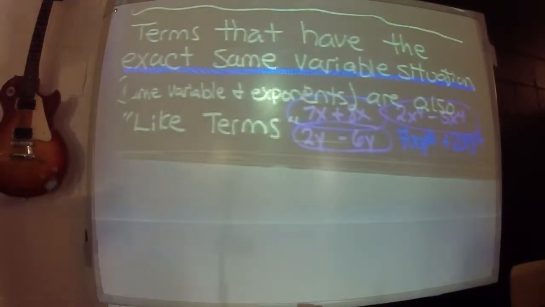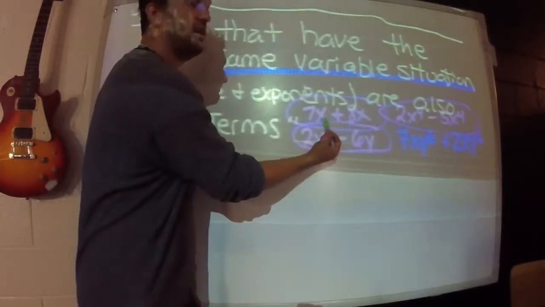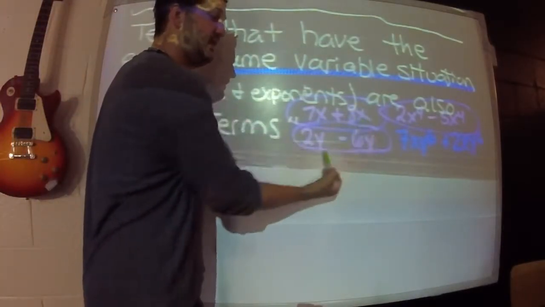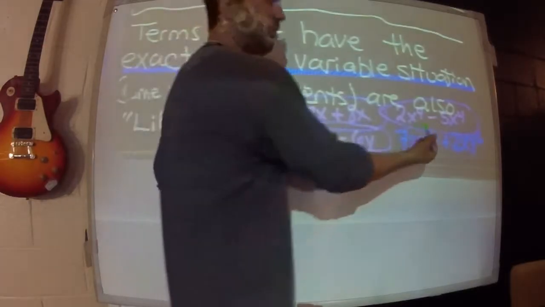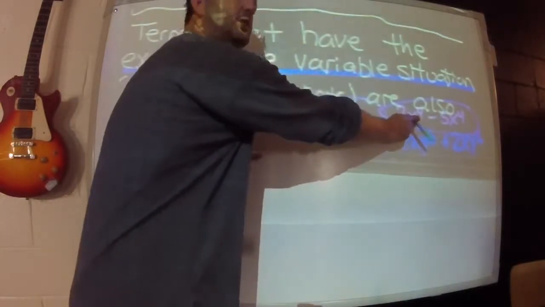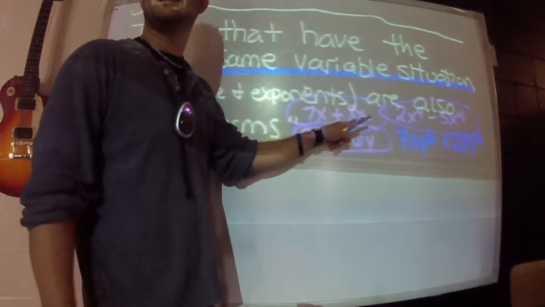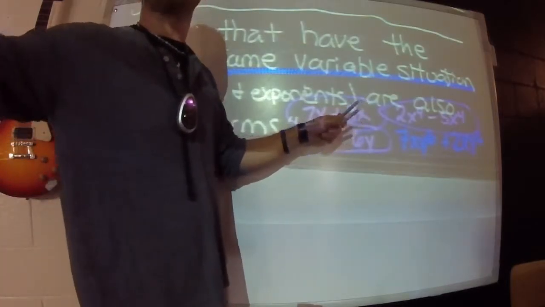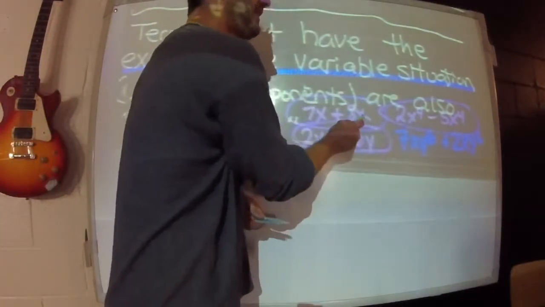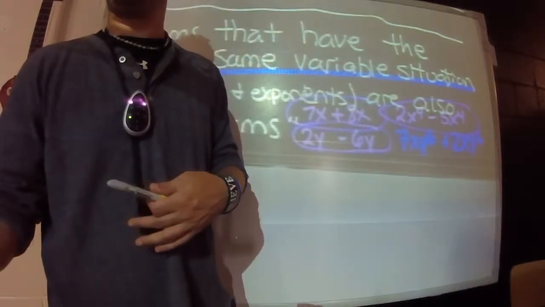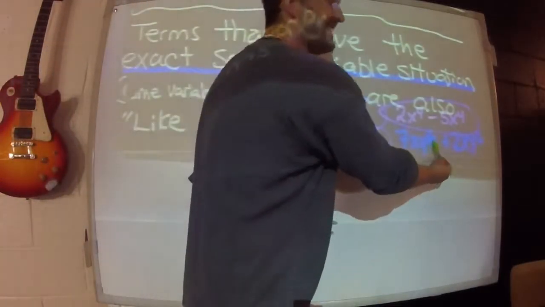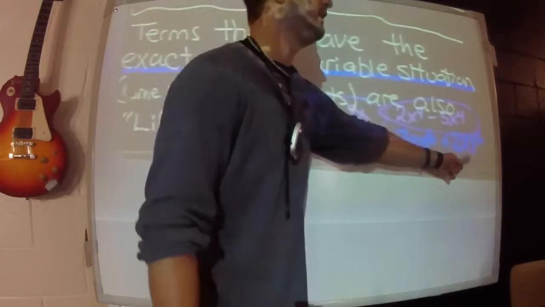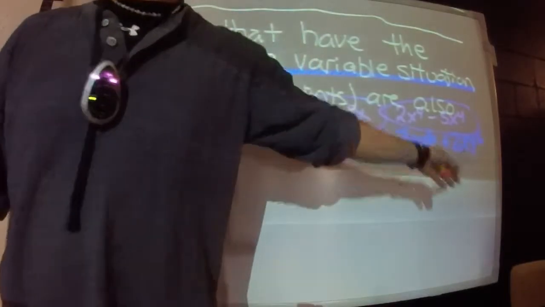So whatever the variable situation is, the variable situation on this was just x. Here was just y. This one was x to the 4th. Notice that the 2x to the 4th doesn't go with the 8x. They're not the exact same situation. So this is not a like term to this, even though they both have the letter x in them. And then this one has xy to the 6th. It only goes with other xy to the 6th.